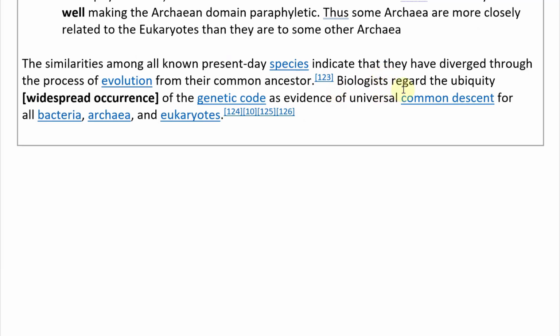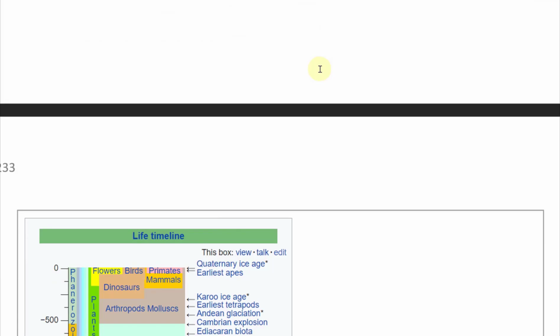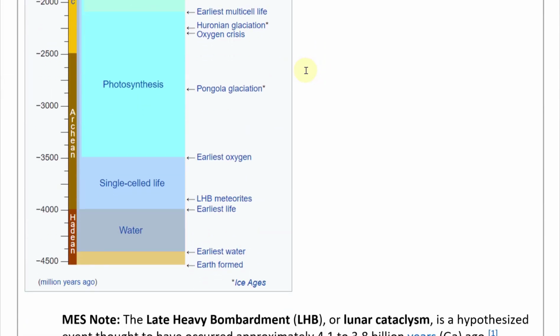So biologists regard the ubiquity, or widespread occurrence, of the genetic code as evidence of universal common descent, for all bacteria, archaea, and eukaryotes. The fact that they all use DNA, RNA, etc., is also considered evidence for universal common descent. It's coming from a single species.